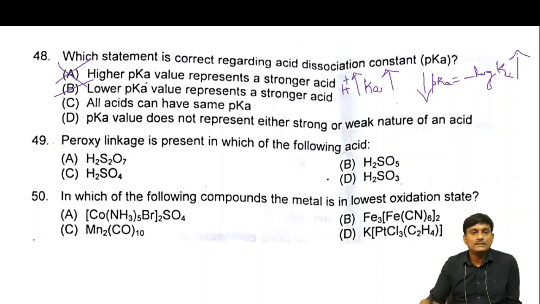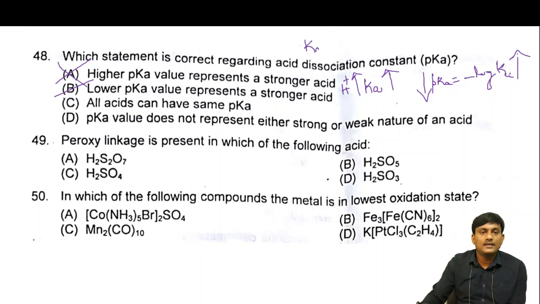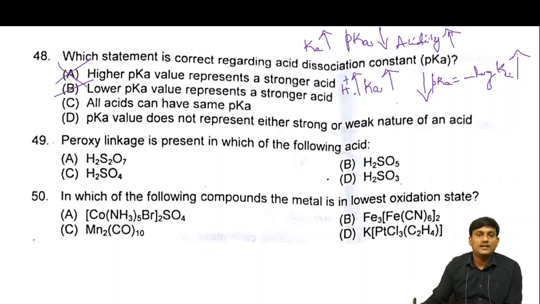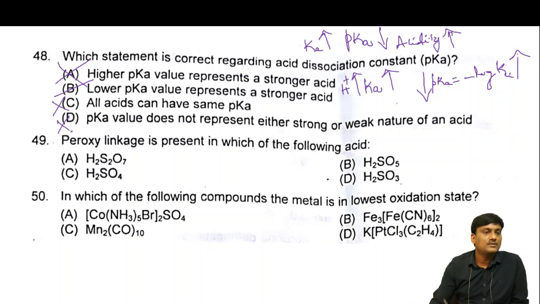Here, as Ka increases, pKa decreases and acidity increases. So lower pKa value represents a strong acid. 'All acids can have the same pKa' is incorrect. 'pKa values do not represent either strong or weak nature of an acid' is also incorrect. So which one is correct? Lower pKa value represents a stronger acid.